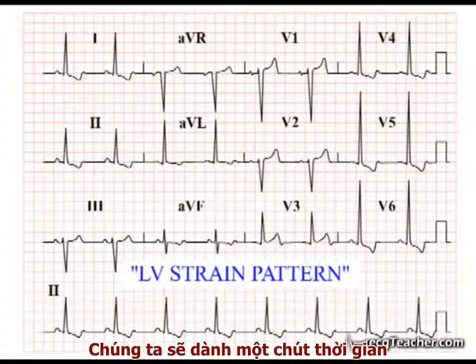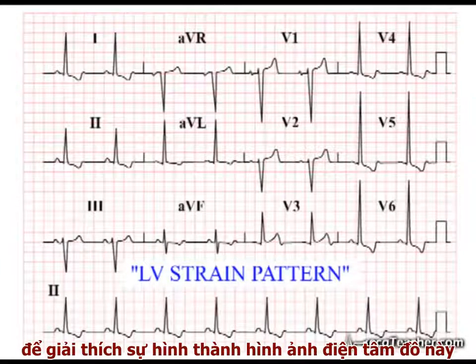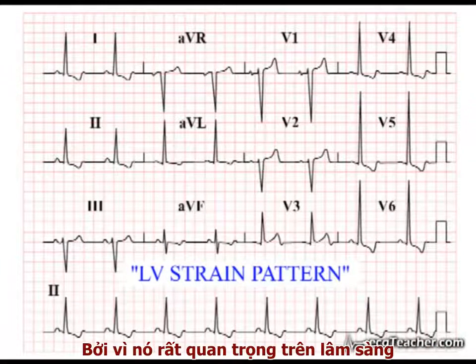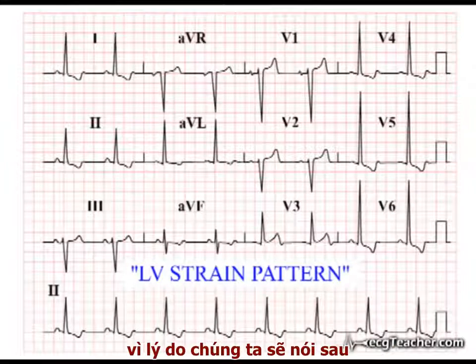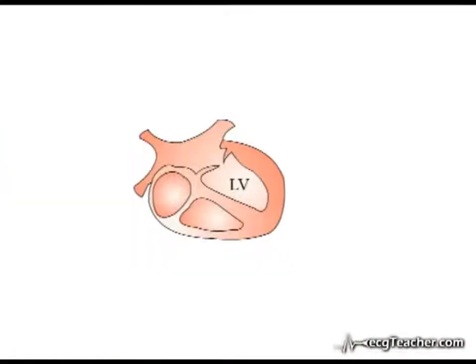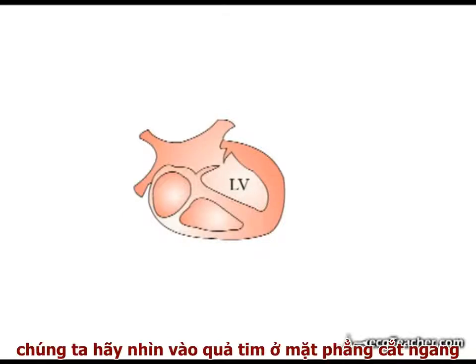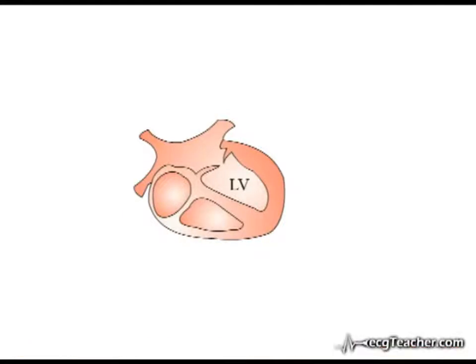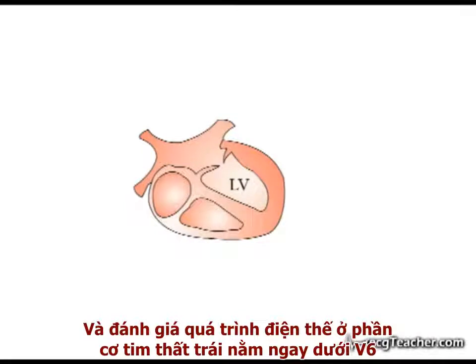We will take a moment to explain the generation of this ECG pattern, as it is very important clinically for reasons we will come back to. To do this, we will look at the heart in horizontal section and examine electrical events in that portion of left ventricular myocardium lying directly under lead V6.